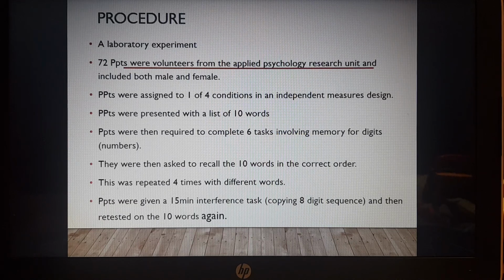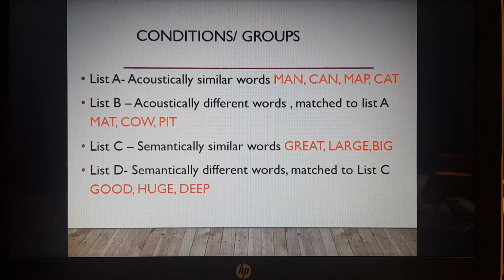The 4 conditions which they were allocated to were list A, list B, list C, list D. So these relate to the 4 conditions. The first condition was acoustically similar words, such as man, can, map, cat. As you can see, they're quite similar sounding and might even rhyme. So these are acoustically similar because they sound the same.